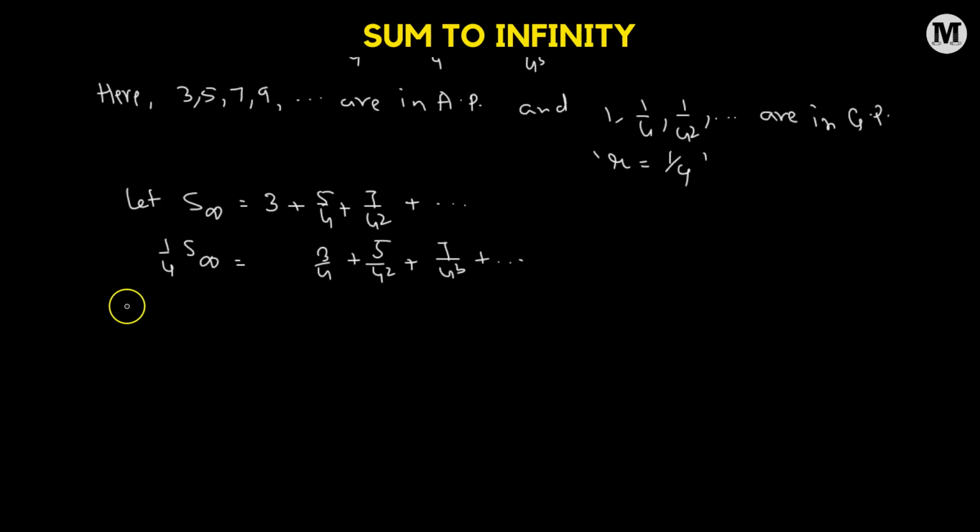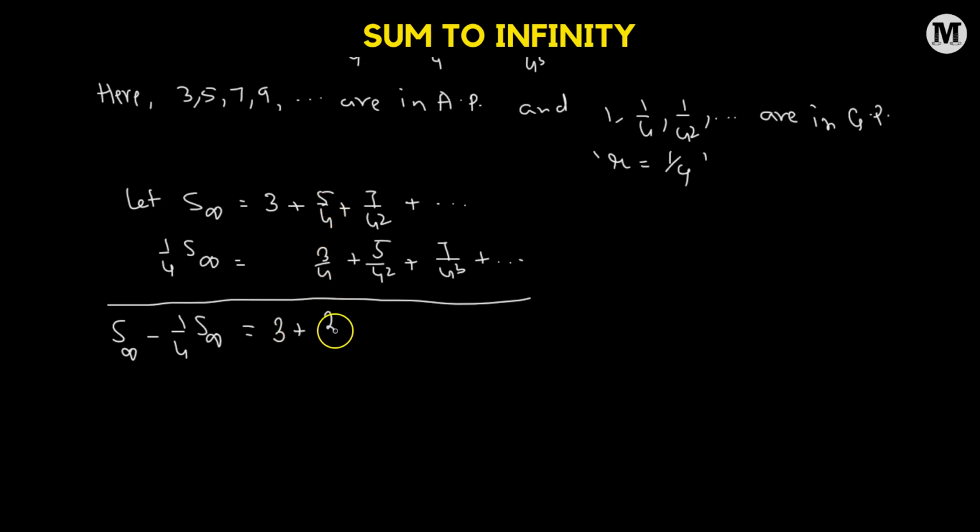Now we'll subtract a quarter of S infinity from S infinity. So we have S up to infinite terms minus 1/4 of S up to infinite terms. The first term is going to be 3. Next we have 5 over 4 minus 3 over 4, which gives us 2 over 4. Added to 7 over 4 squared minus 5 over 4 squared, that's 2 over 4 squared. Added to the next term, which will be 2 over 4 cubed. This is going to continue. Now on the left hand side we have 3/4 of S infinity, which is equal to 3 added to the rest.